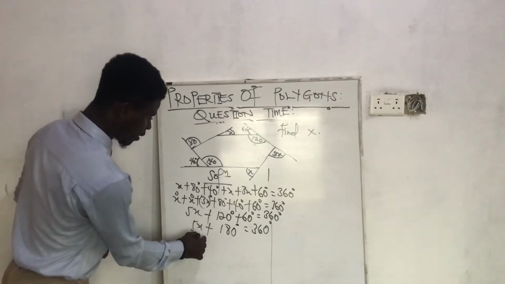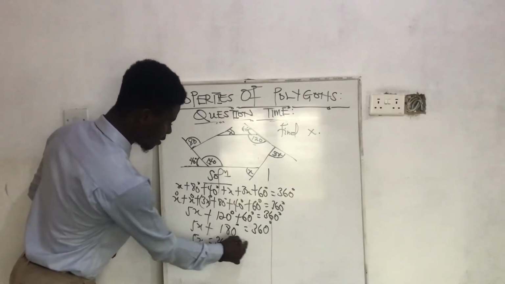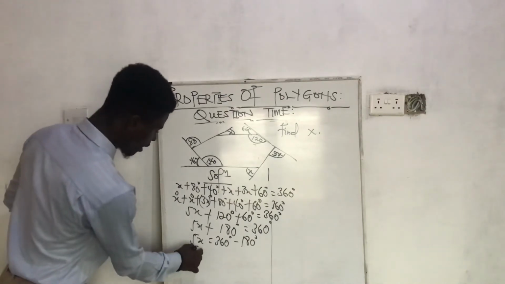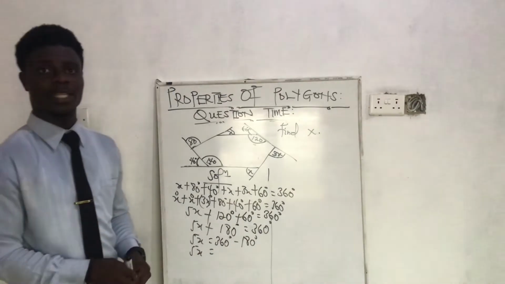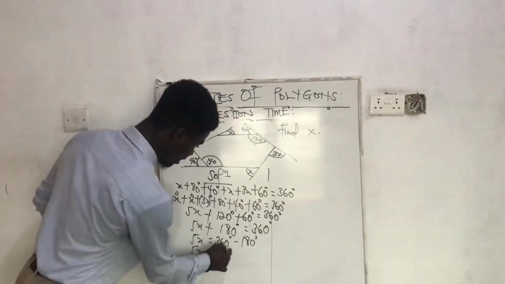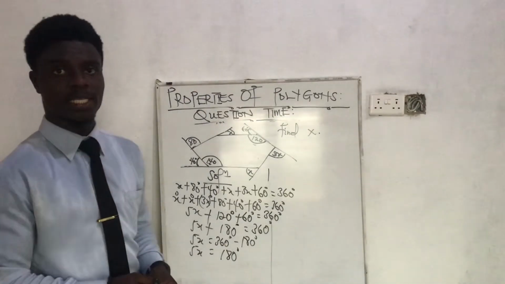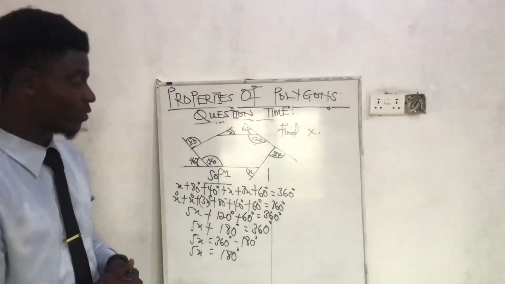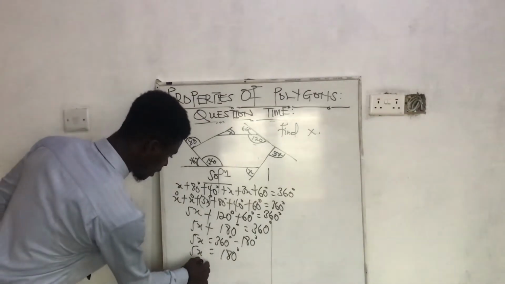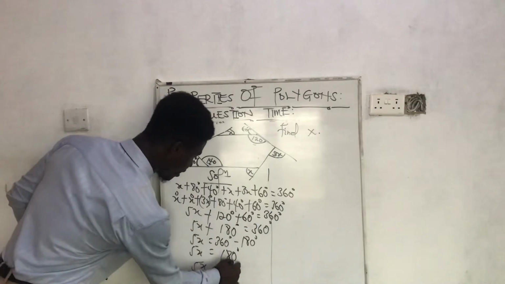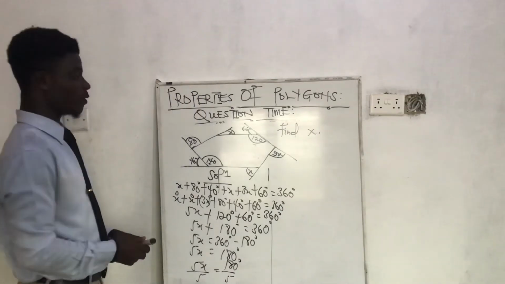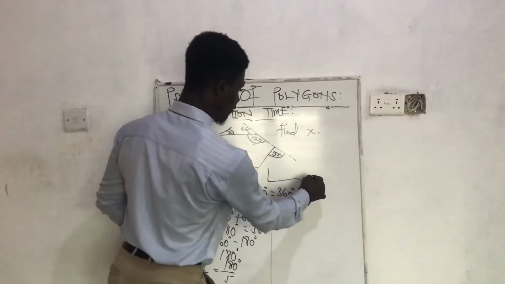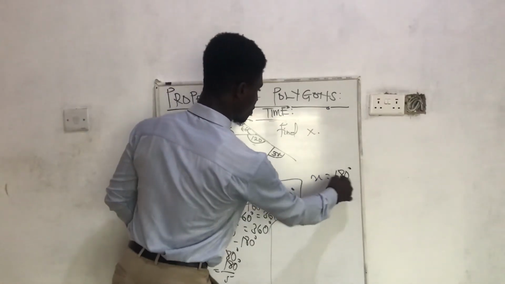So 5x equals 360 degrees minus 180 degrees. So 5x equals 360 degrees minus 180 degrees is what? 180 degrees. Because 180 plus 180 is what? 360 degrees, sorry. So we can divide here by 5, then here also by 5, by the coefficient of x. So here I have x to be 180 degrees all over 5.